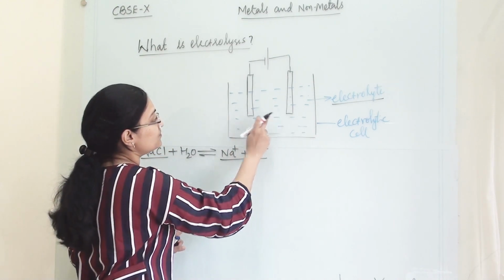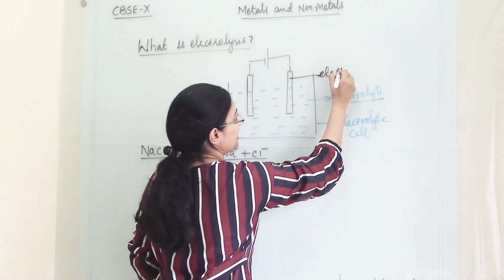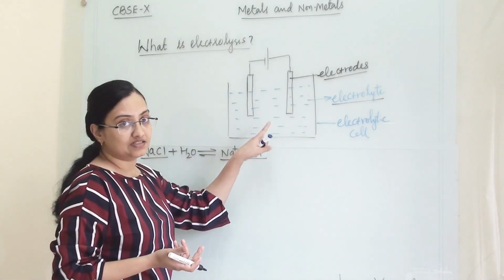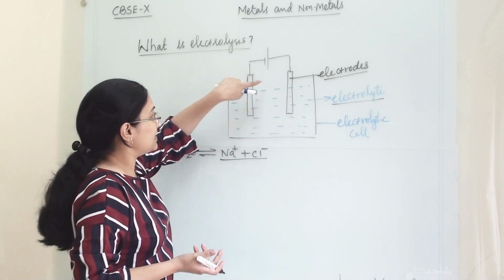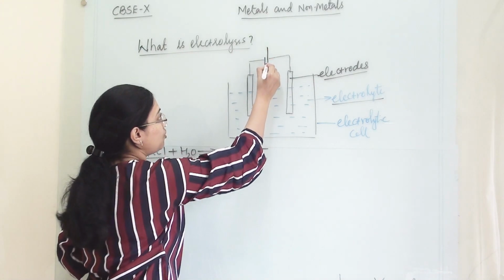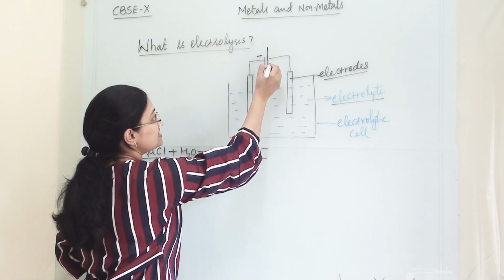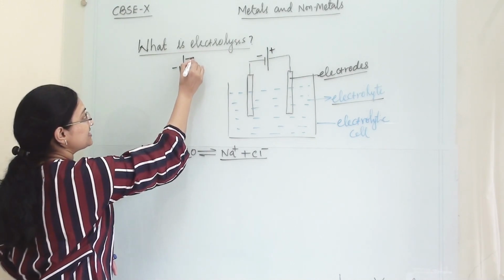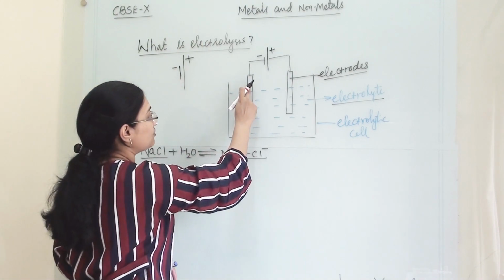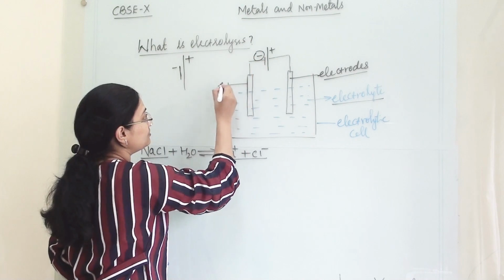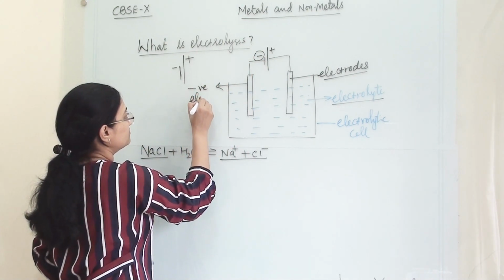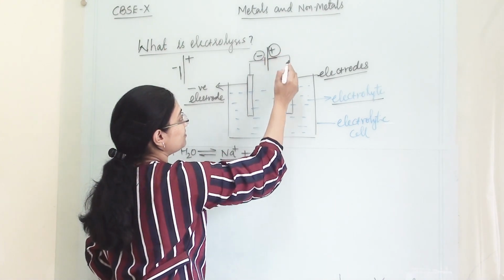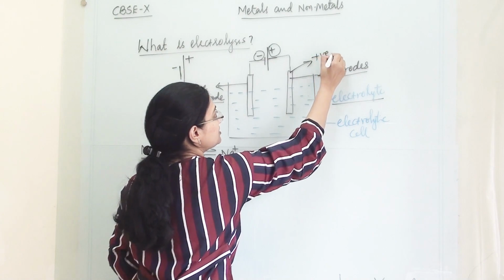Now these are electrodes. As electrodes we can take graphite, copper or any metal electrode. So here there are two electrodes. One electrode I have attached to the small terminal of the battery, which is the negative terminal, and the other to the longer line, the positive terminal. Since this electrode is attached to the negative terminal, it becomes my negative electrode, and this electrode, attached to the positive terminal, becomes my positive electrode.